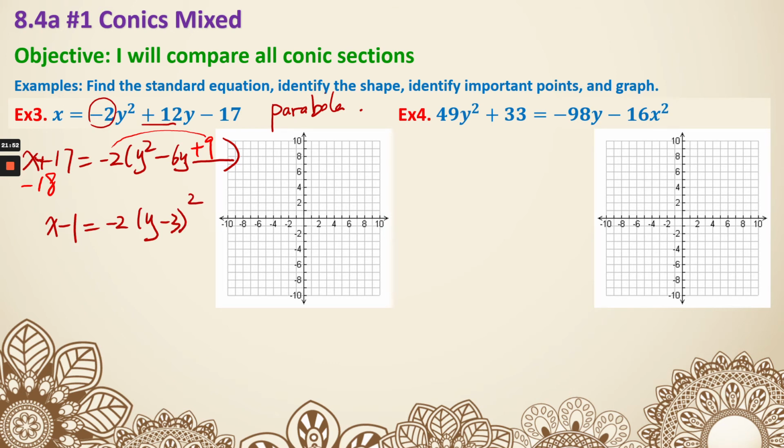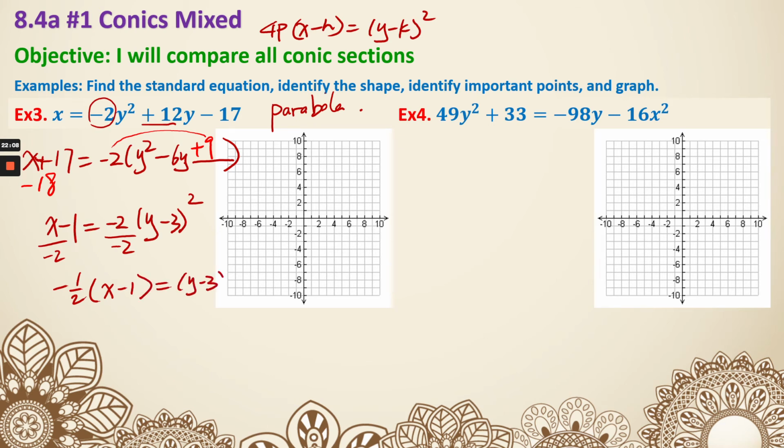But remember, the equation is actually going to be x minus h, but has a 4p in the front. And then on the right side is just y minus k squared. So I now need to divide everything by a negative 2. So I have negative 1/2 times x minus 1 equals y minus 3 squared. If my 4p is negative 1/2, that means my actual p is going to be negative 1/8.